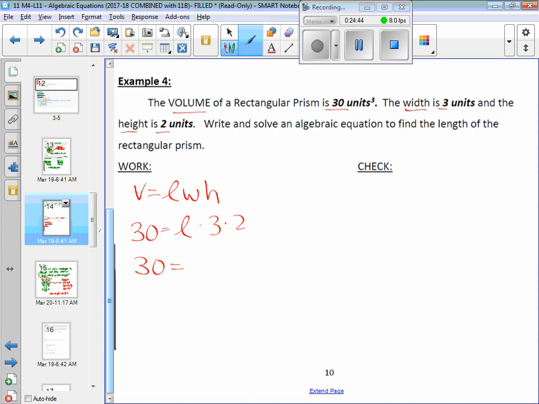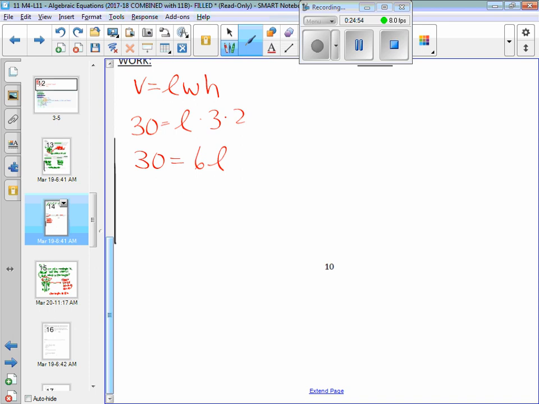But the coefficient always has to go before the variable. So this now gets rewritten as 6L, and you're right back to what you've been doing all along. For 2 reasons. Number one is because you don't want to get it confused as an exponent, which always goes after. And number two, because that's just the rules of math, the coefficient goes before the variable.